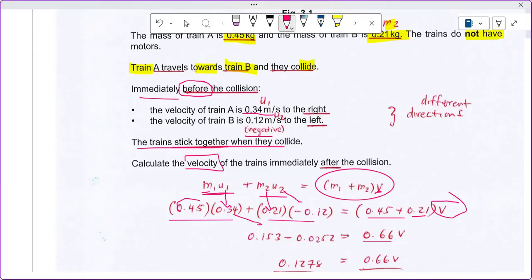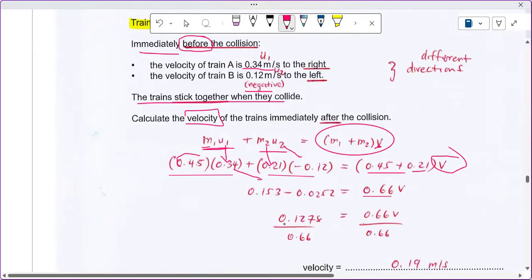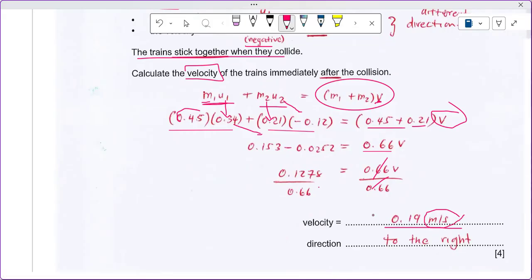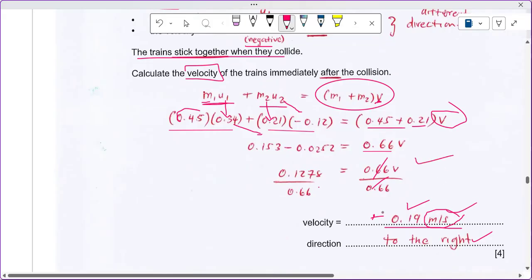This now becomes negative, you subtract. Then you can see now you've got this on this side. You want to solve for V, you divide both sides by 0.66, and this cancels out. Then you end up with your answer. And you can see here, the answer we got is positive. Because it's positive, it will move to the right. If it was negative, the velocity would move to the left. Even just by saying that, that's 1 mark, 1 mark for the unit, 1 mark for the method. That's how you get the 4 marks there.